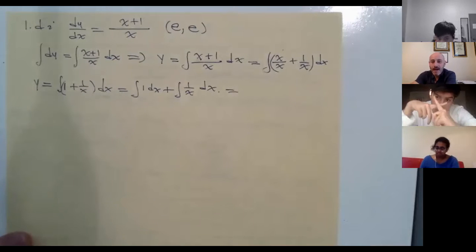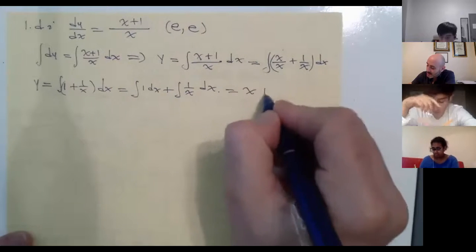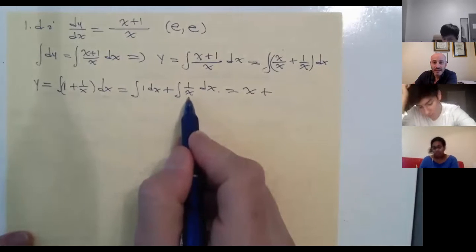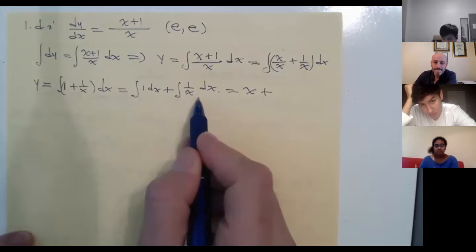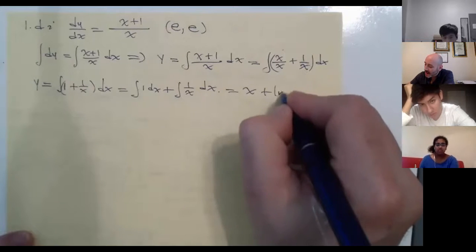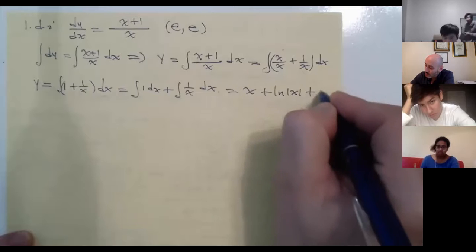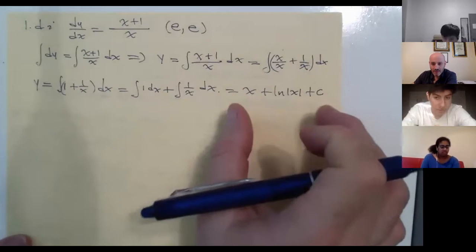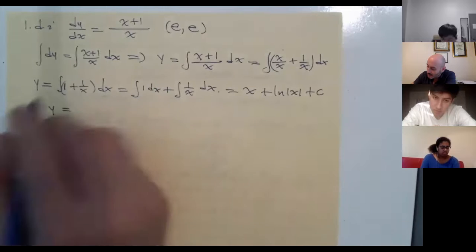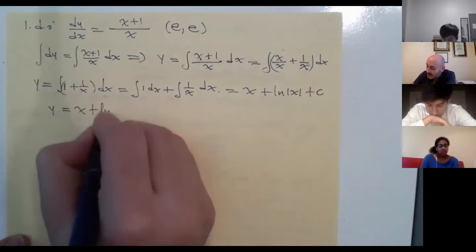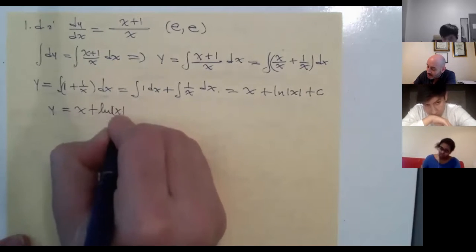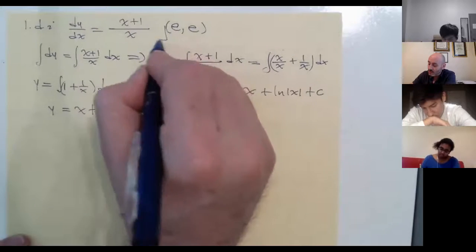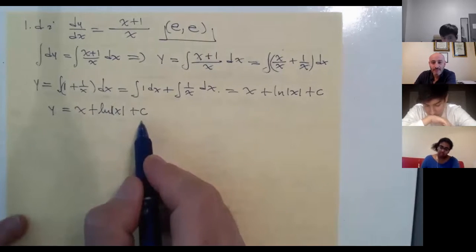Plus, we just learned that the antiderivative of this is what? ln of x. ln of the absolute value of x, because we don't know if that x is positive or negative, okay? So that is my function so far. So y up to this point is x plus ln of the absolute value of x plus c. Now we're going to use the condition to find that value of c.